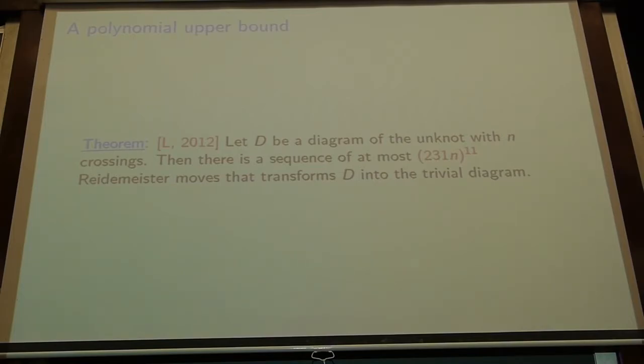I don't know. One thing is this addendum, which I really should have stuck in: in this sequence of moves, you never need to increase the crossing number past, say, 100 n squared crossings. So you have a sequence of moves, and the sequence of diagrams never needs to get more than, say, 100 n squared crossings.